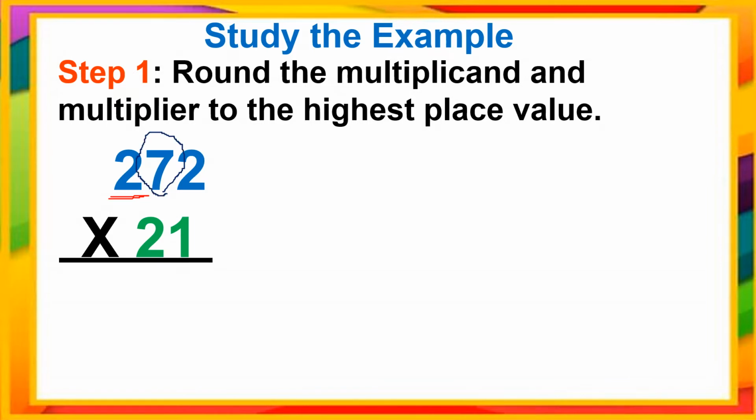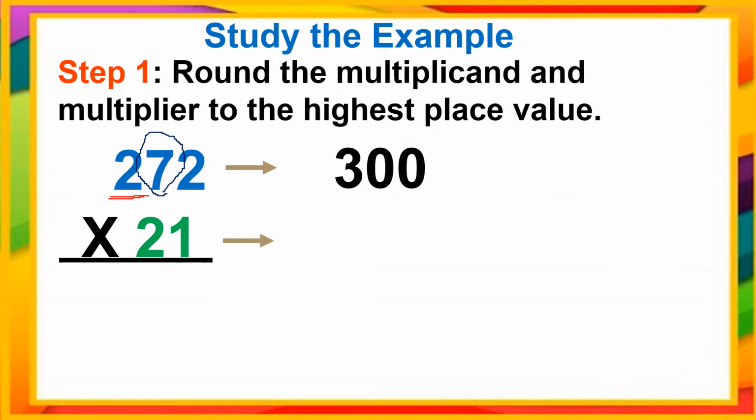This number will tell us if we're going to round up or round down. Always remember that if the number at the right of the number to be rounded is 5, 6, 7, 8, or 9, all you need to do is round up. It means that you add 1 to the number that you are rounding off. So 2 will become 3, and all numbers at the right of 2 will become 0. Therefore, 272 rounded to the highest place value becomes 300.